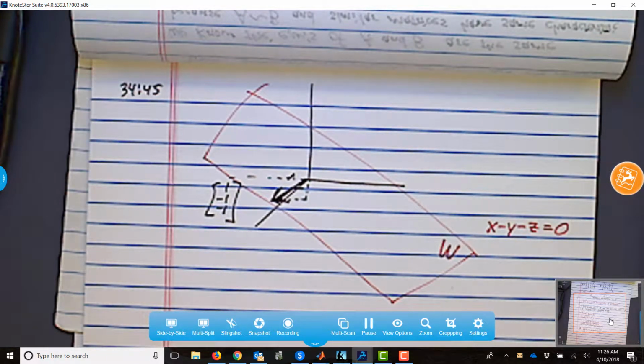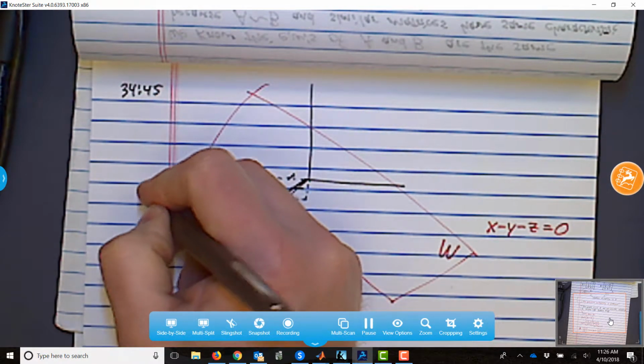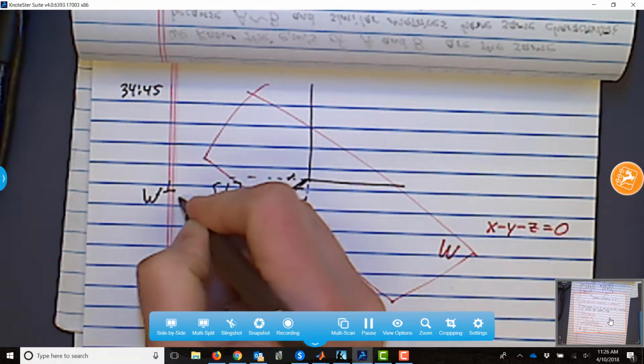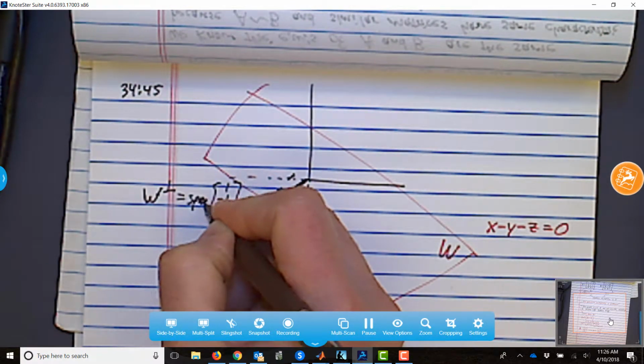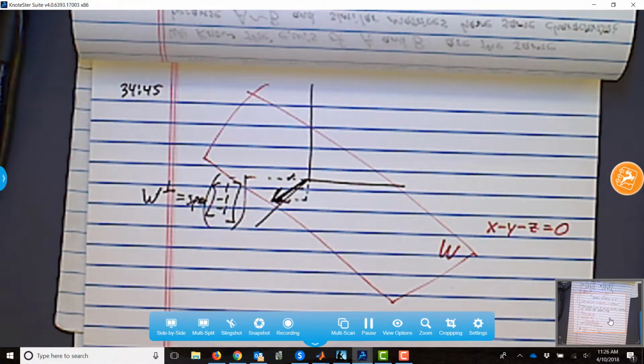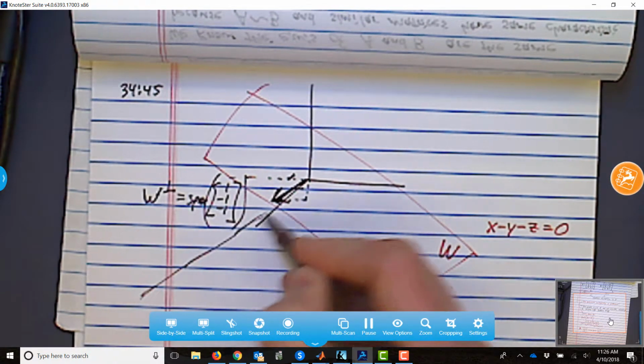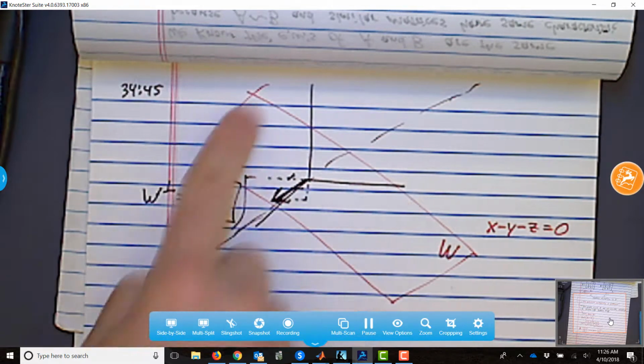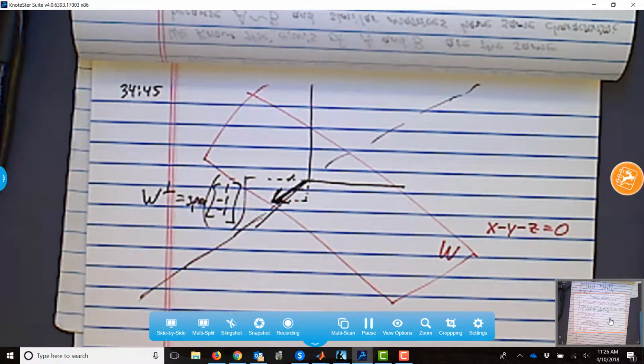And actually, I guess what we'd say, if that's W, then we could say that W perp is the span of this vector in R3, right? It's going to be this line. Because a normal vector gives you a line in 3 space, and the plane is also a subspace.